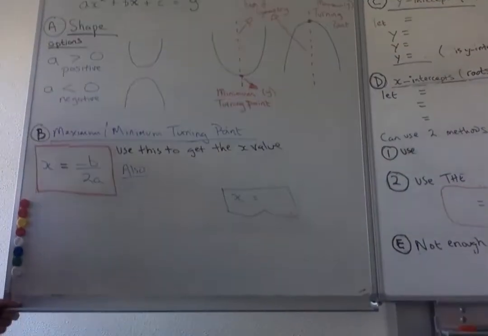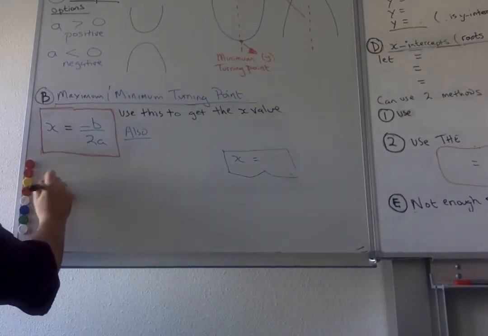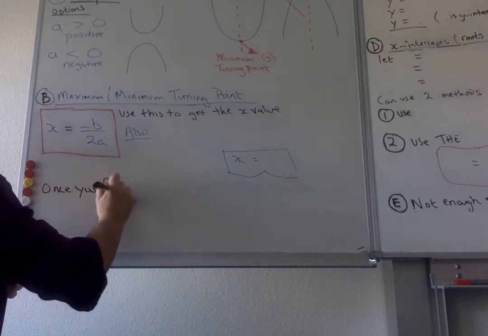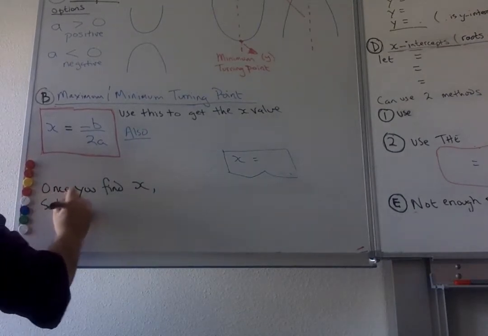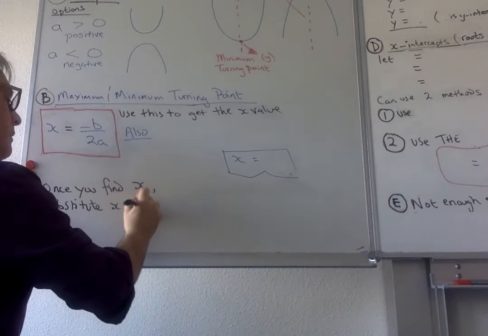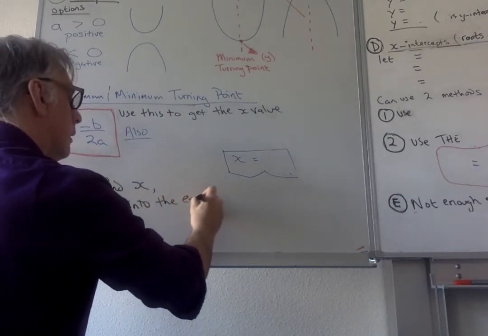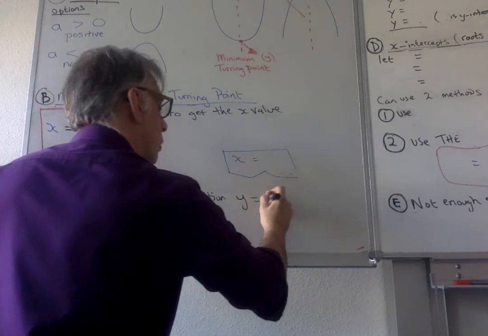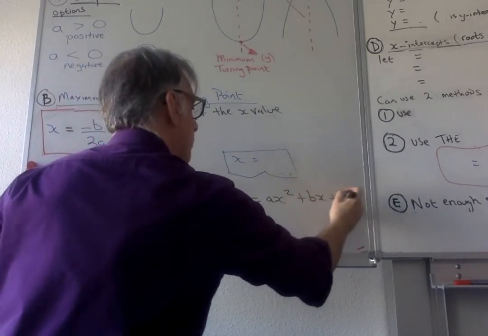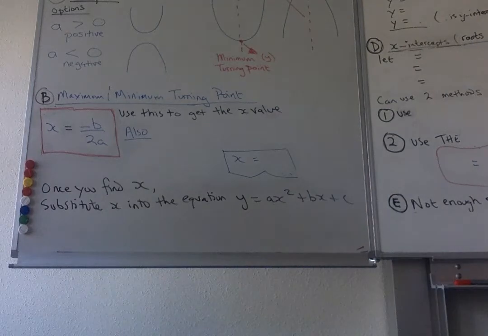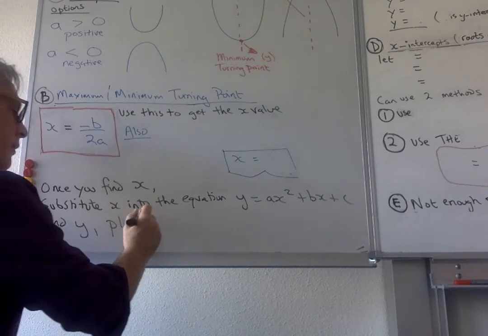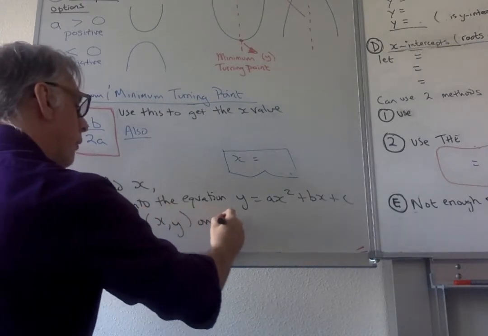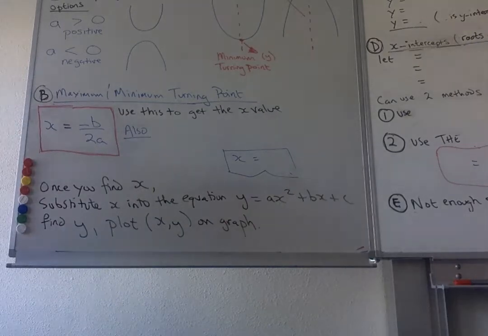Now, obviously, once you've got the x value, once you find x, you want to know its partner y. So what you do is you substitute x into the equation, because we're just generalizing y equals ax squared plus bx plus c. So you just take the x value you've got here and you pop it in. You then just do some number work and find the y. What we're after is plotting it, because these are the steps to plot on the graph. And so we just plot that point on the graph as soon as we find it.